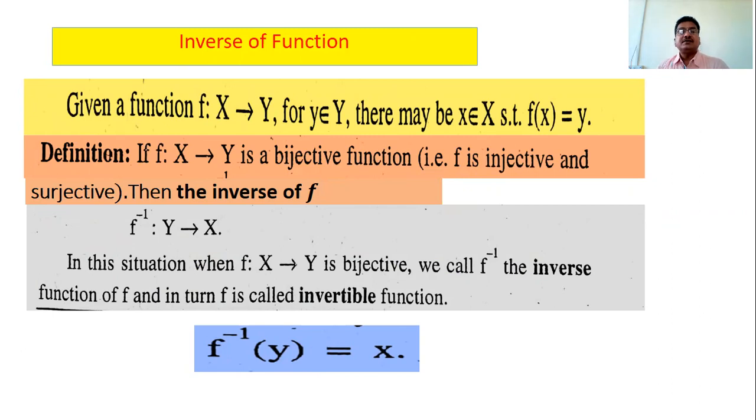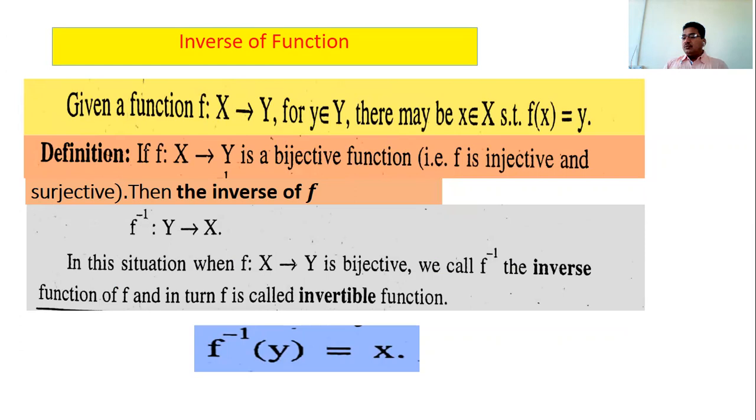Like the matrix in 12th standard, we observe that the matrix inverse exists if the matrix is non-singular, that is, the determinant of the matrix is not equal to 0. The inverse of a number exists if the number is not equal to 0. The inverse of 0 does not exist.